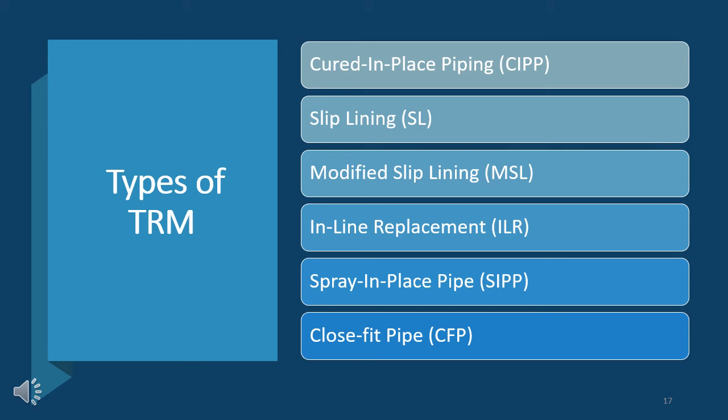The types of trenchless renewal methods include the following: cured in place piping, slip lining, modified slip lining, inline replacement, spray in place pipe, and close fit pipe.